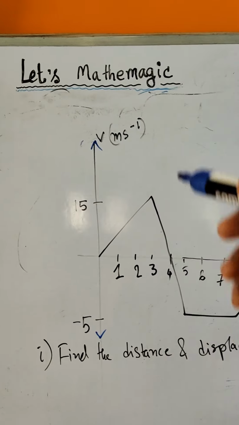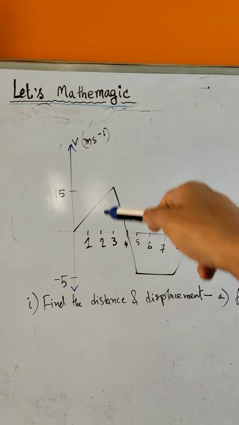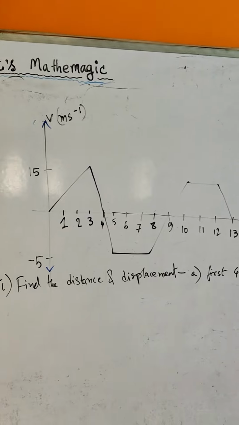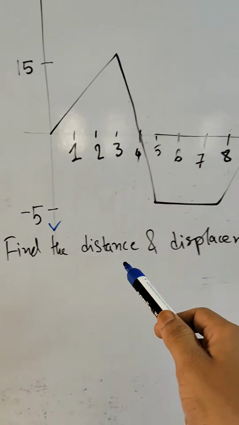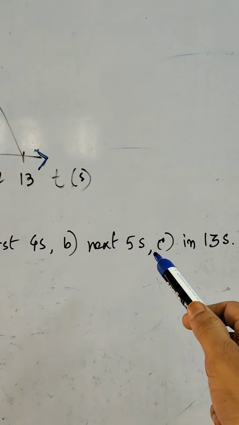So this is a sum in the physics numerical. You can see there is a graph here. In the graph, the y-axis represents the velocity and the x-axis represents the time. The question asks to find the distance and the displacement in the first 4 seconds, the next 5 seconds, and in 13 seconds.